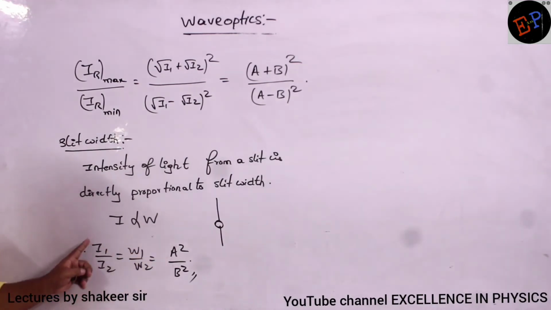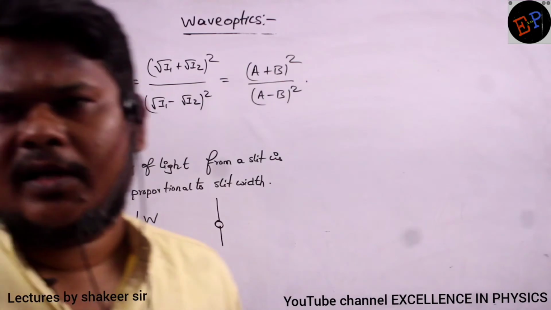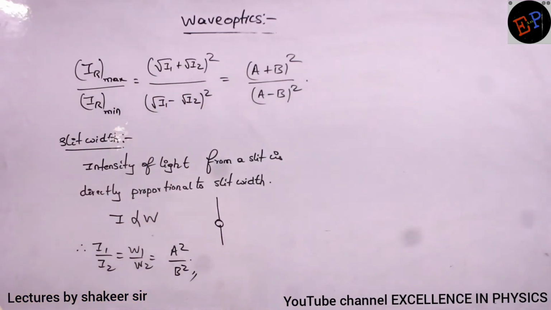We are not talking about resultant values here. I am talking about the intensity of the first light and the intensity of the second light. So I1 by I2 is equal to A square divided by B square. So these are the equations which we have on intensity and amplitude. That's it.